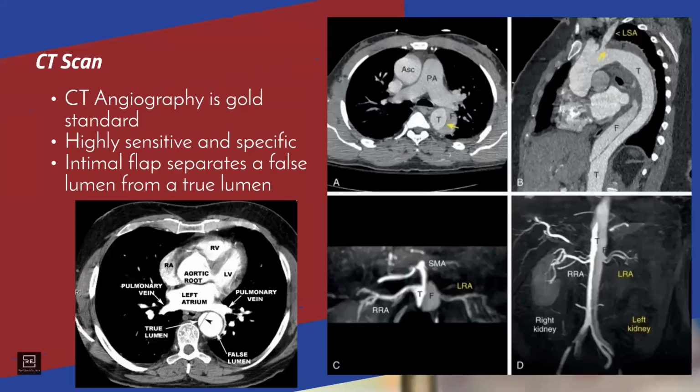CT angiogram is the gold standard to diagnose an aortic dissection because it is highly sensitive and specific for aortic pathology. The CT should include the entire aorta from the aortic root to the bifurcation of the iliac arteries in order to fully determine the extent of the dissection.